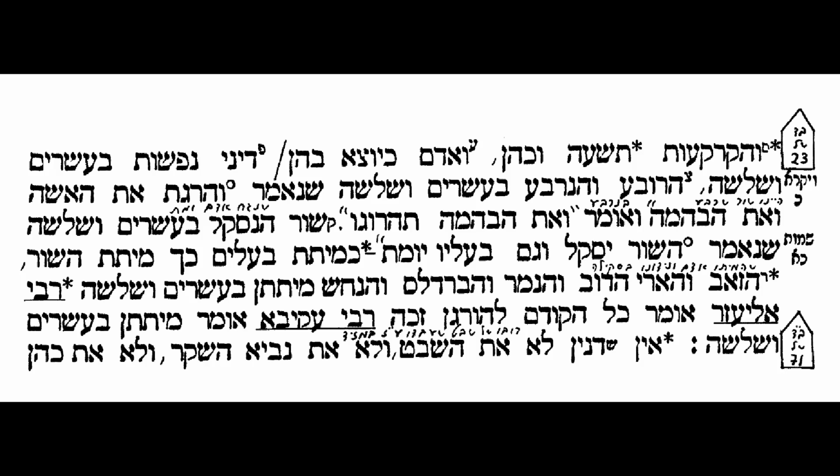Rabbi Eliezer omer, kol hakodem l'horgan zacha. From his comment, it doesn't seem that the number of judges is that important. Whoever is swift to kill them is zoche, benefits or merits. Rabbi Akiva omer, misasan be'esrim v'shlosha. Rabbi Akiva says you need 23. Of course, these points, as we mentioned before, will be discussed in greater detail in the Gemara.